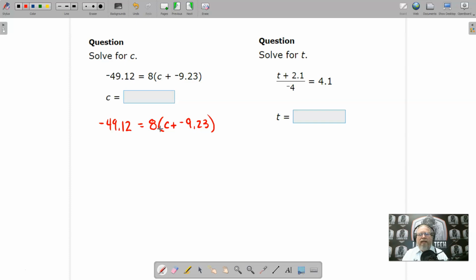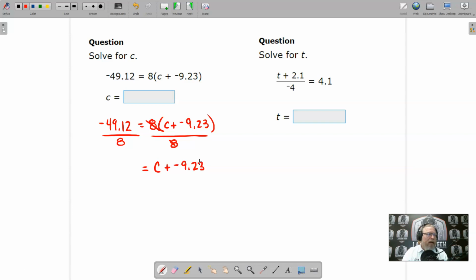Now I could distribute that C in there, but I'm going to grab my calculator because I'm dealing with decimals and I don't want to do those mentally. So on this one here, the 8 is being multiplied times the quantity of C plus negative 9.23. So let's go ahead and divide by 8, right? Like that strategy we used in those other problems.